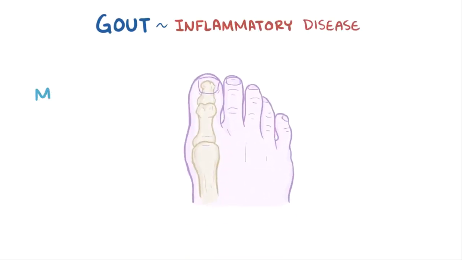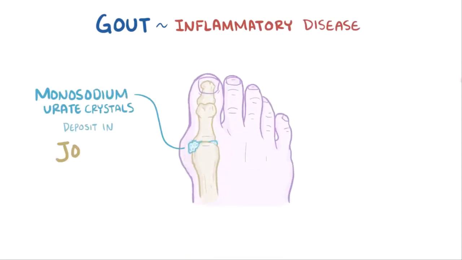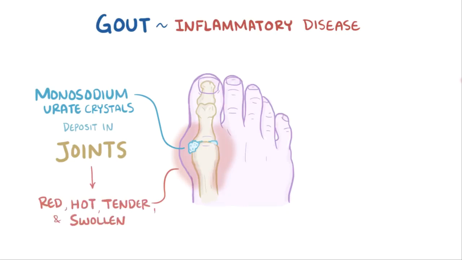Gout is an inflammatory disease in which monosodium urate crystals deposit into a joint, making it red, hot, tender, and swollen within hours. When this happens, it's called a gouty attack.